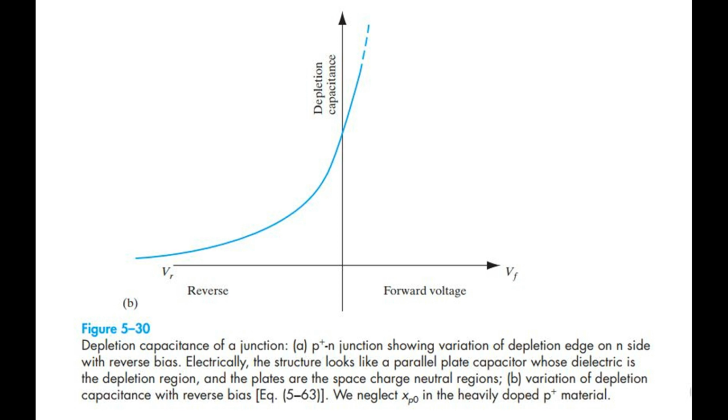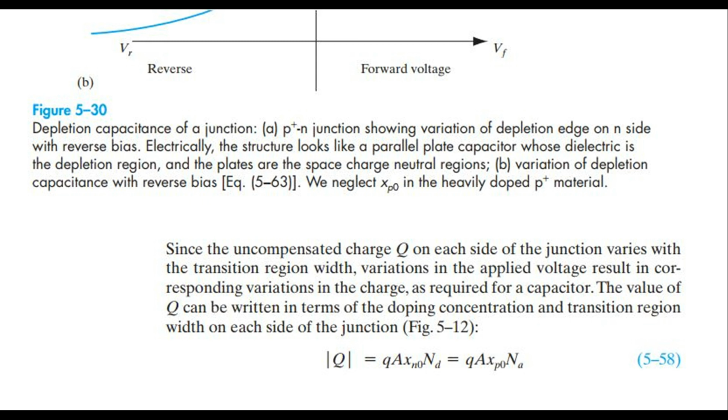563. We neglect XP0 in the heavily doped P+ material. Since the uncompensated charge Q on each side of the junction varies with the transition region width, variations in the applied voltage result in corresponding variations in the charge, as required for a capacitor. The value of Q can be written in terms of the doping concentration and transition region width on each side of the junction, Fig 5.12.